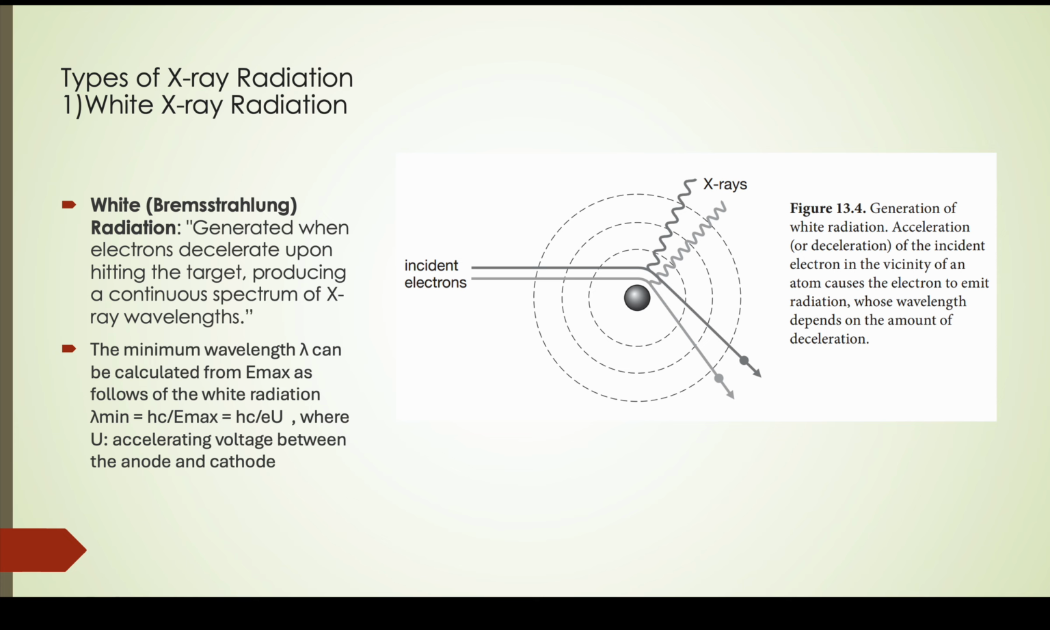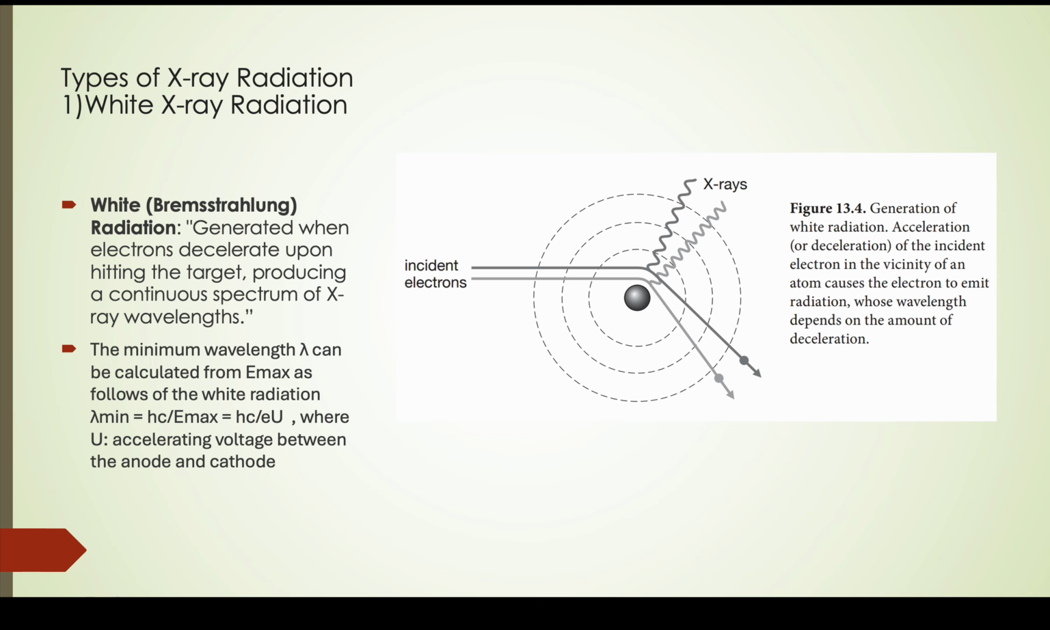So what happens in this? It is generated when electrons decelerate upon hitting the target, producing a continuous spectrum of X-ray wavelengths. So in this, when you bombard from the cathode onto the anode, the electrons on striking just decelerate. On decelerating, they release energy. The energy released here is in continuous form, and this continuous spectrum of X-rays is known as the white X-rays.